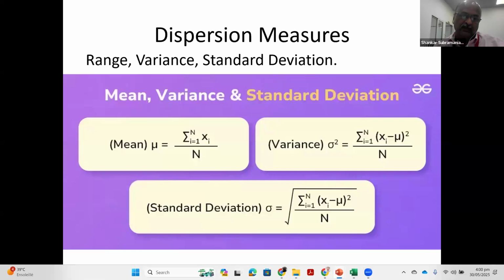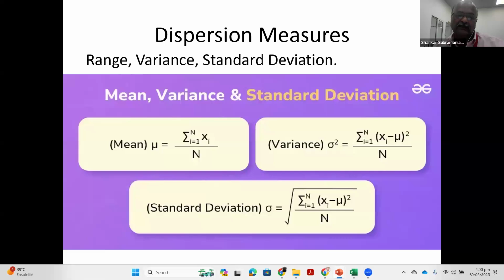So next we are looking at the dispersion measures: the range, the variance, the standard deviation. What it means is how the data is dispersed around the mean. So these are the formulas, but Excel can directly give you this: type equals standard deviation and mark the array, and it will give you the result. Or you can also use descriptive statistics as a whole bunch, which we will see now.